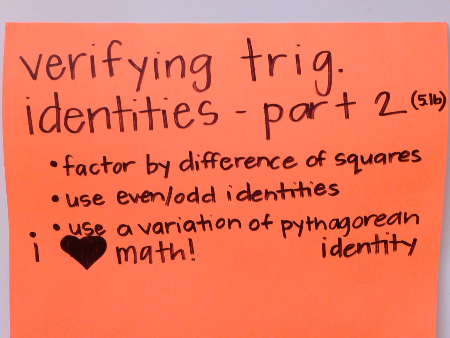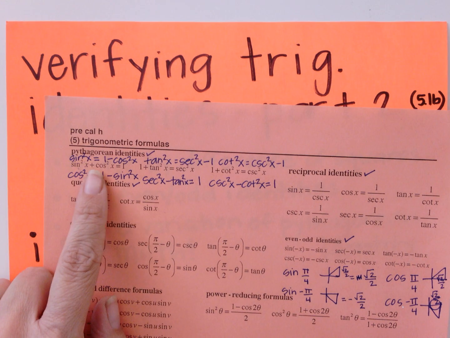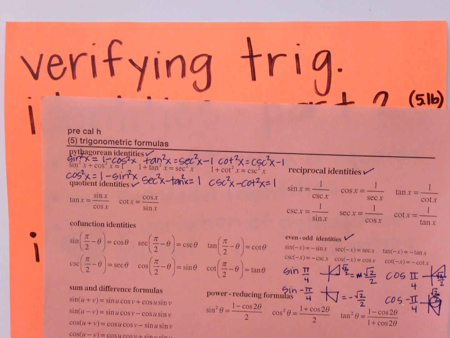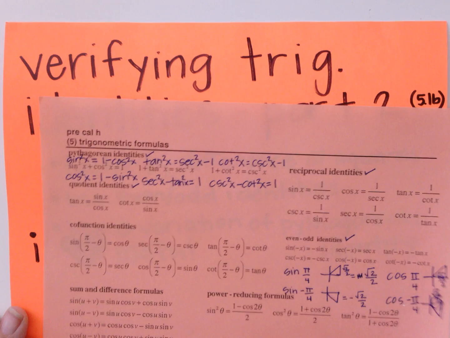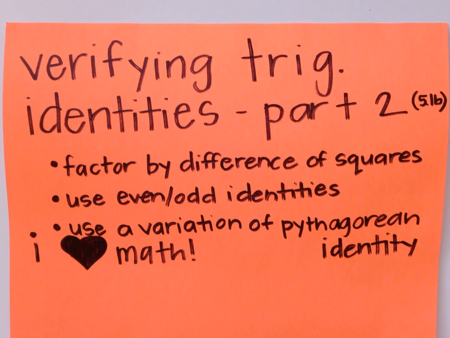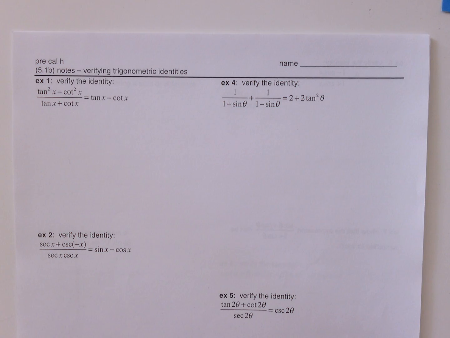The other skill we'll be practicing in this section is to use a variation of the Pythagorean identity. So we are used to our Pythagorean identity looking like this right here: sine squared x plus cosine squared x equals 1. And it's going to look very similar, but I just want you to be familiar with a variation of it. So I think with all that, we're ready to begin our part 2 of verifying trig identities. So I'm going to go ahead and zoom in just a little bit more to make it easier for you to see.